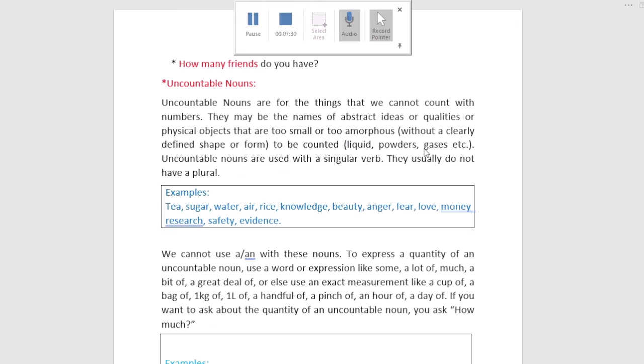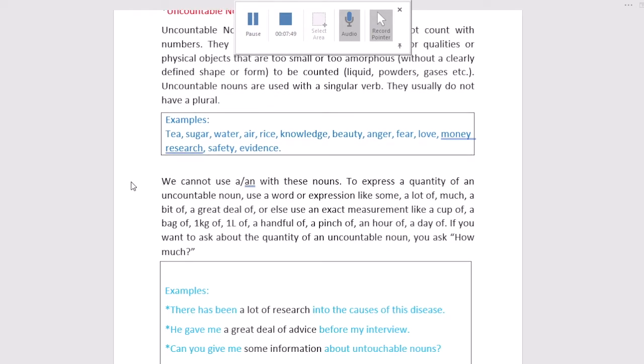For example, liquids, powders, gases. As I told you, I have already given you water as an example of a liquid, right? I hope you have understood that. Uncountable nouns are used with the singular verb. They usually do not have plural forms. Look at the examples: tea, sugar, water, air, rice, knowledge, beauty, anger, fear, love, money, research, safety, evidence.